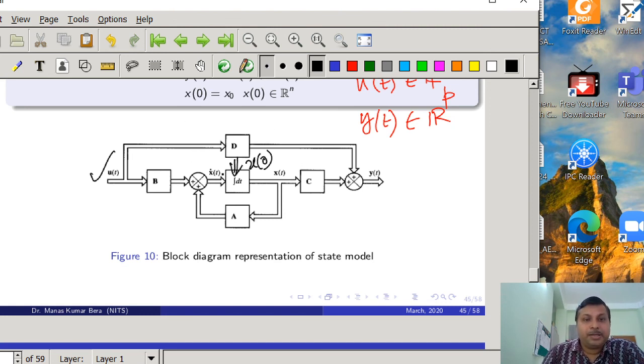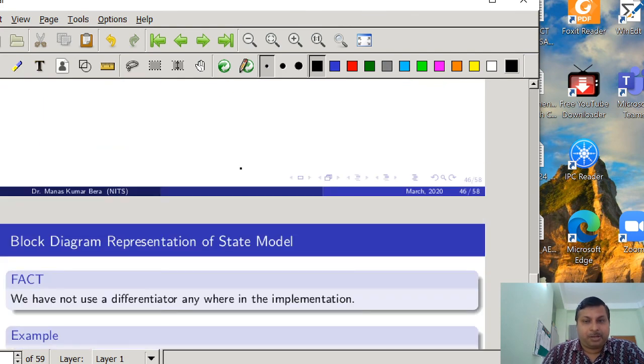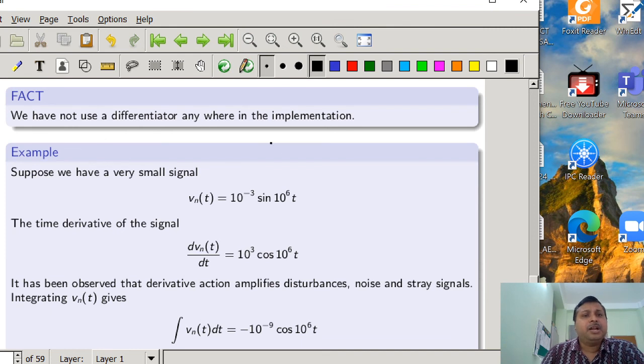So the question is, why are we using the integrator? That can be understood with this example: we are not using a differentiator, we are using an integrator. Why? Suppose we have a very small signal which could represent noise, with very low magnitude, 10 to the power minus 3, but high frequency, omega t is 10 to the power 6. Frequency is very high but magnitude is very low. Suppose this signal is present with a measurement signal x(t). As I told you, for different examples x(t) could be the voltage or the position.